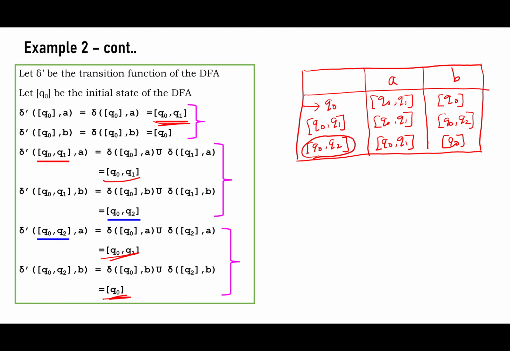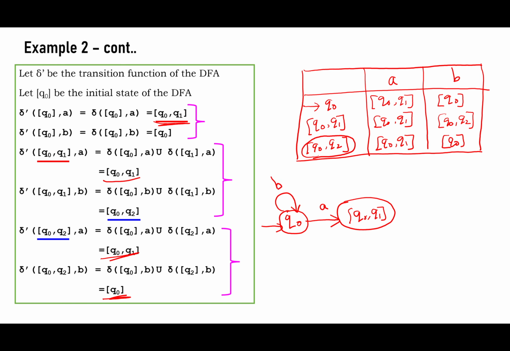Then we will draw the transition diagram. So the initial state is q0. What is q0 comma a? It is q0 q1. So input is a. Then what is q0 comma b? It is q0. So it is b.